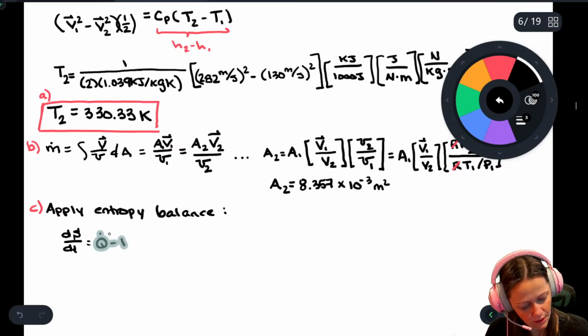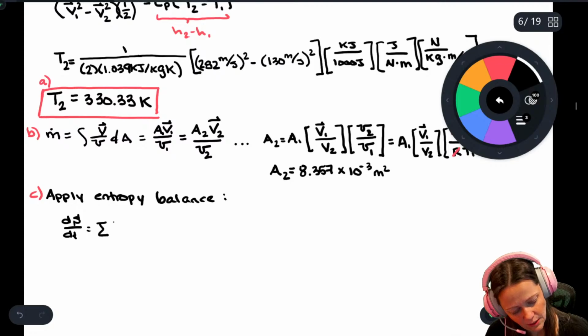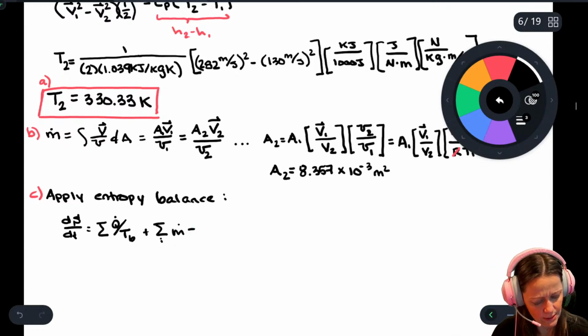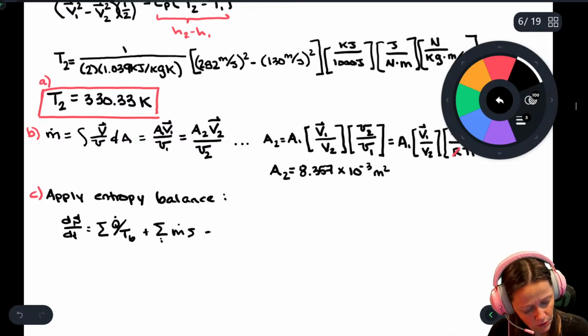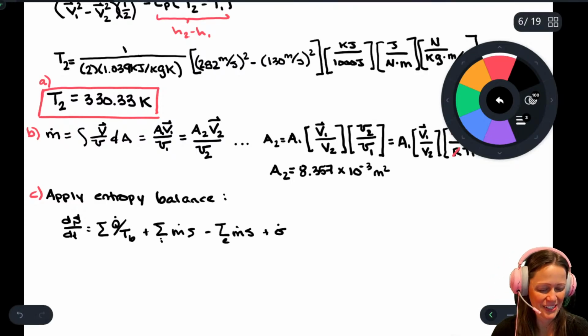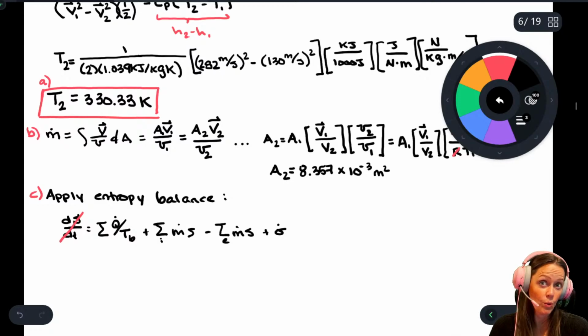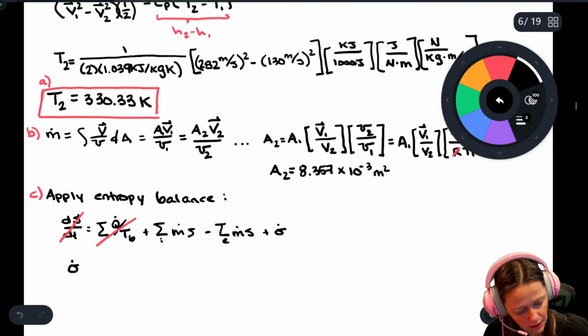All right, so I've got dS/dt equals Q dot. Nope, I'm sorry, I was on a tangent there. So the rate of entropy transferred by heat transfer plus the rate of entropy transferred across the system boundary by mass flow plus the rate of entropy produced. All right, so dS/dt goes away. One of the assumptions that we make about nozzles is that they are adiabatic. And so all I've got is sigma dot equals m dot times (S2 minus S1).